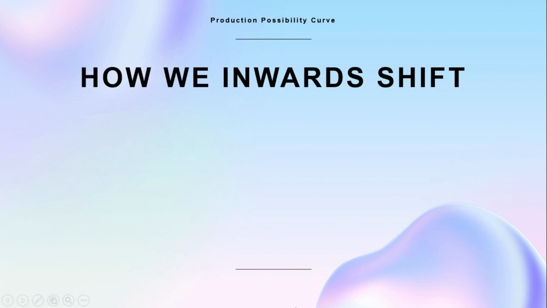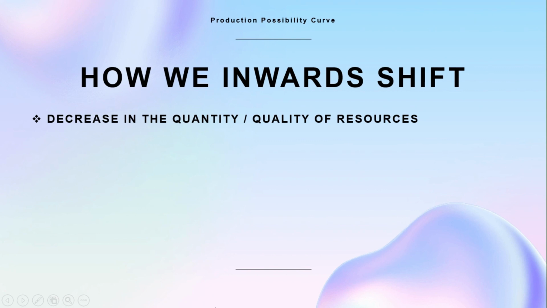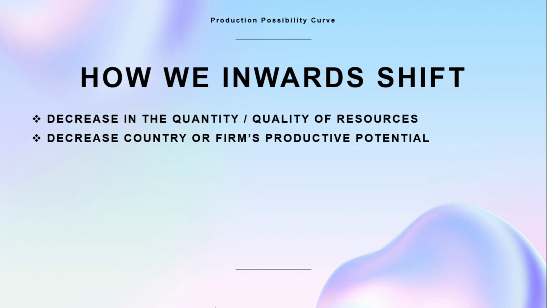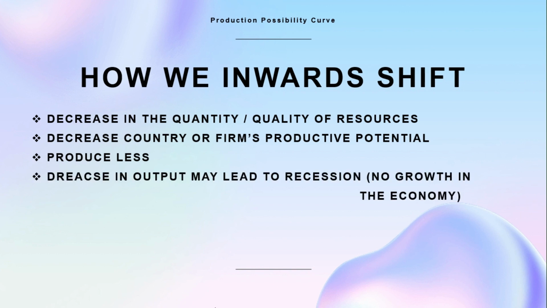And now let me explain an inward shift in a production possibility curve diagram. A decrease in the quantity or quality of resources decreases a country or firm's productive potential, so it produces less. A decrease in output may lead to recession, with no growth in the economy.